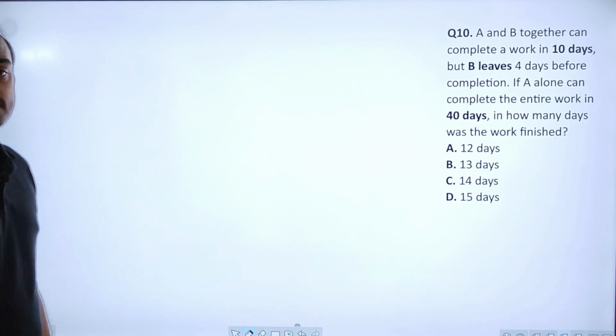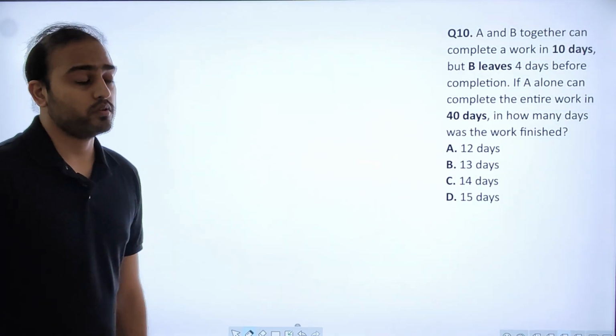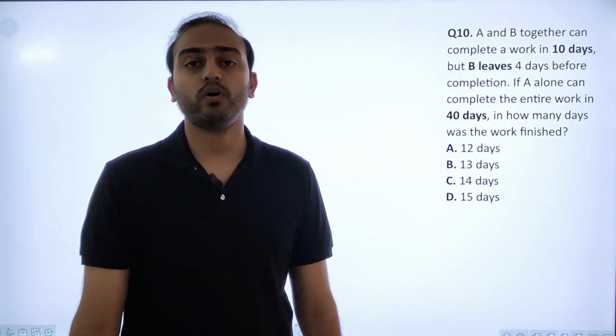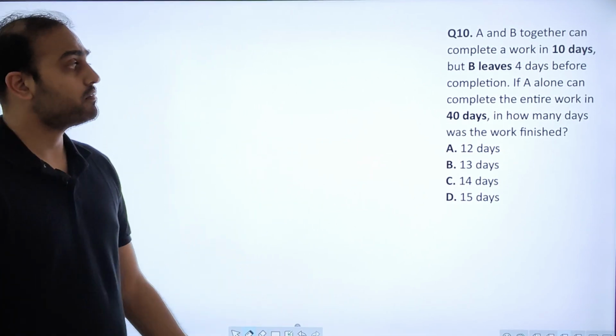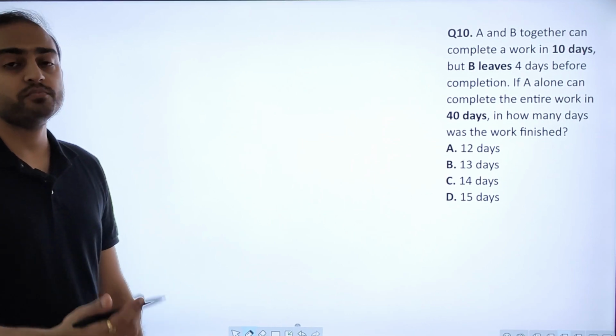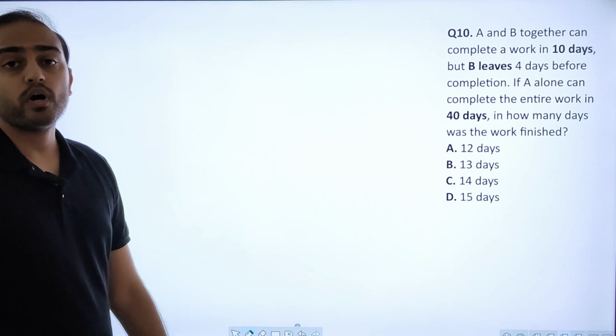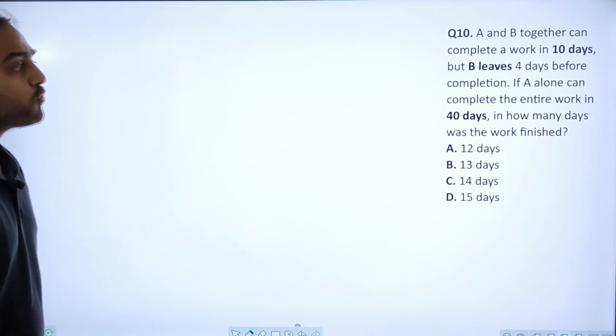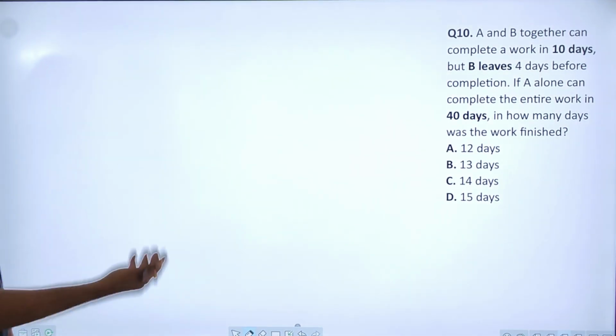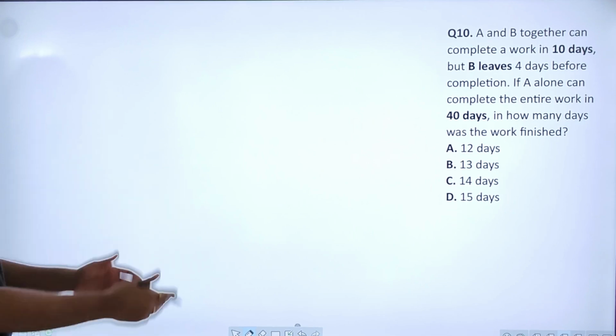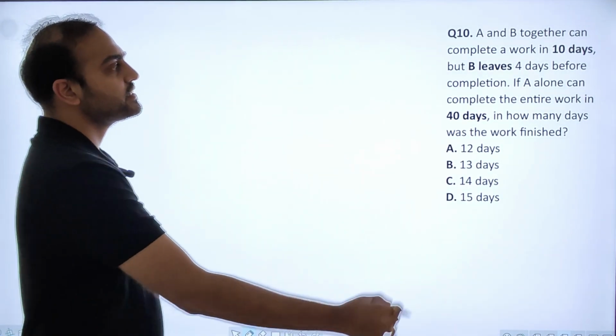Again, moving to a different question type. Till now they were working together and finishing the whole work. What if they fight in between and B leaves before, or A leaves before? Basically, they don't work together and finish the whole work. Then what do we do? Nothing. Make the same table. Just adjust it according to the conditions given.